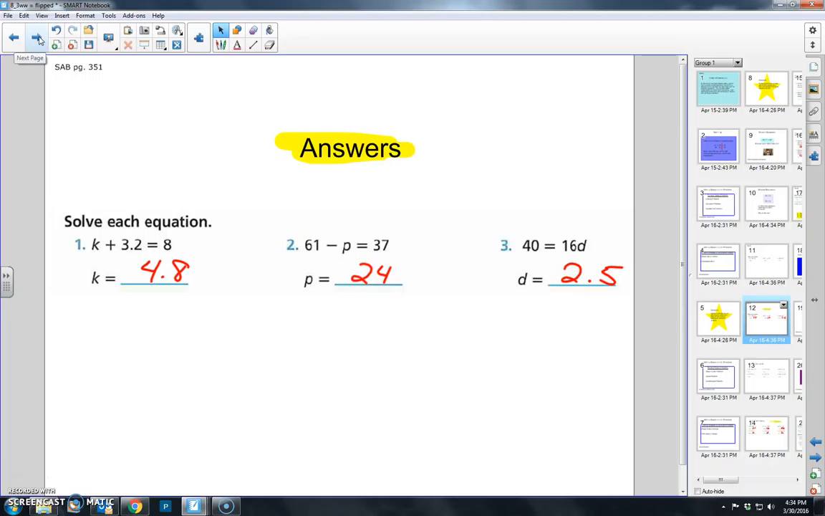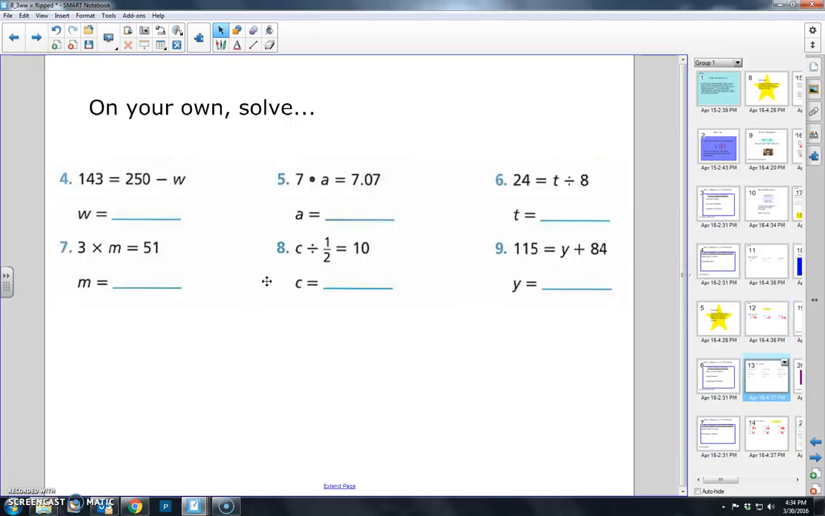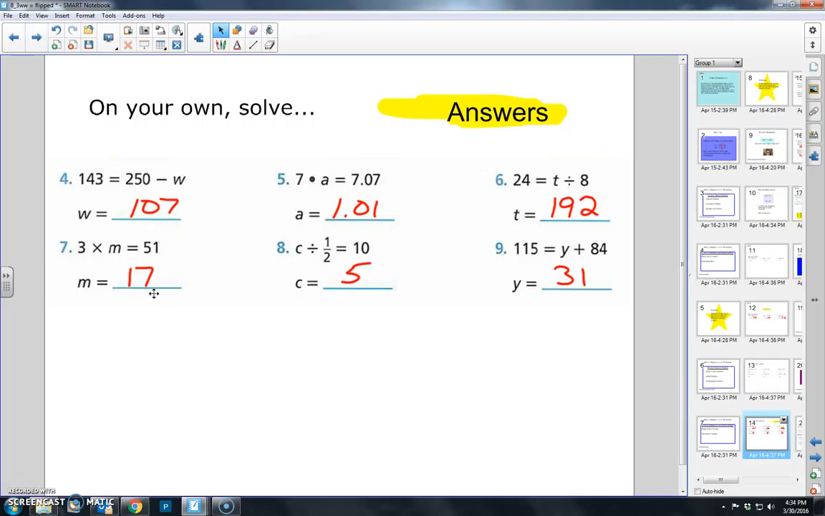Let's do some more. Go ahead and pause. Solve these problems, and I'll catch you in just a little bit. Welcome back. Let's check your work. We have 107, 1/100, 192, 17, 5, 31.